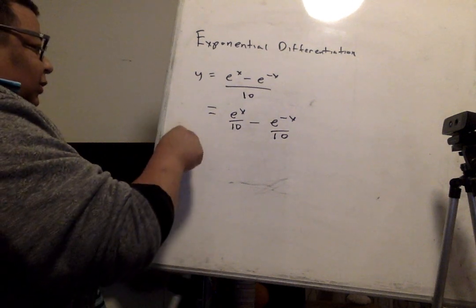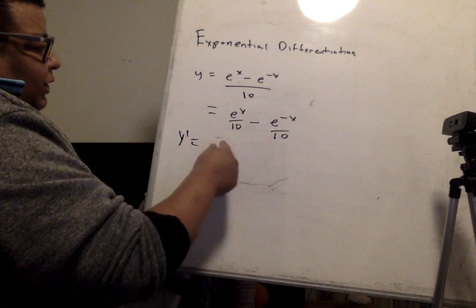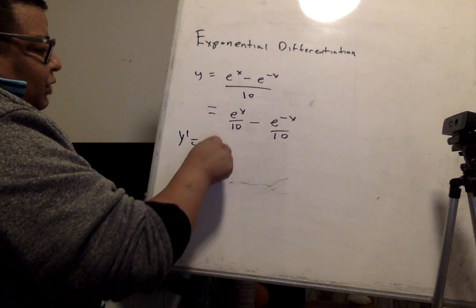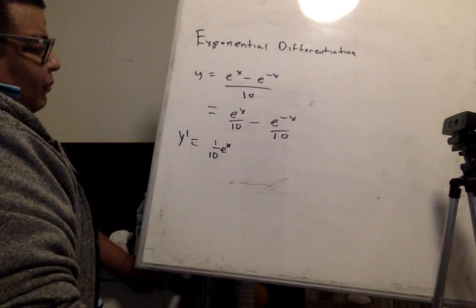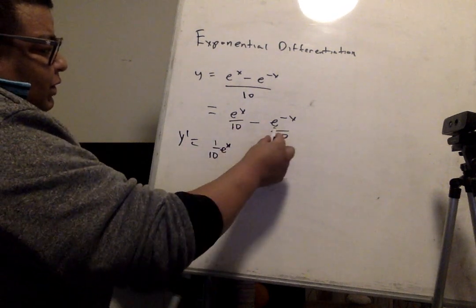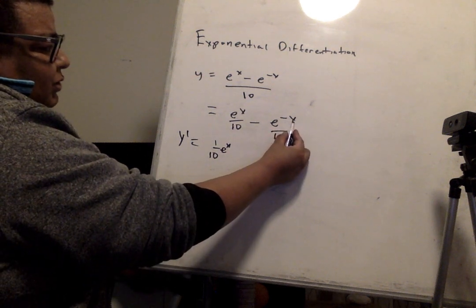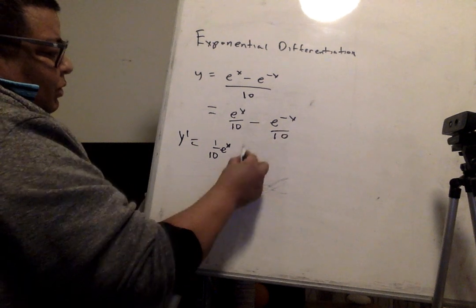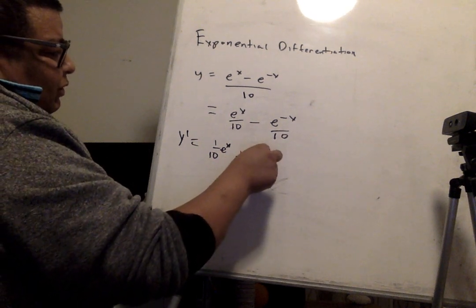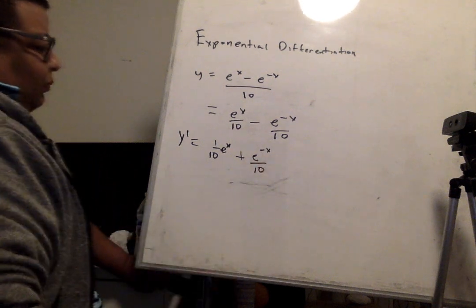Now we take the derivative. What's the derivative of e^x? It's just e^x. So the first term is 1/10 e^x. Then the derivative of −x is just −1, so this becomes −1 times negative, which becomes positive, e^(−x)/10.